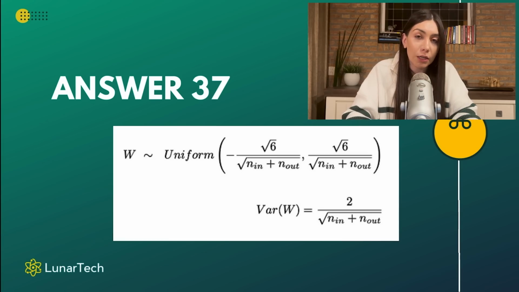And what does it mean if the weight has a constant variance? It means that it will always change in a similar amount. So it will not change too much with too high gradients, so exploding gradients. It will also not change too little, so the gradients will not be too small. So we will also combat the vanishing gradient problem.